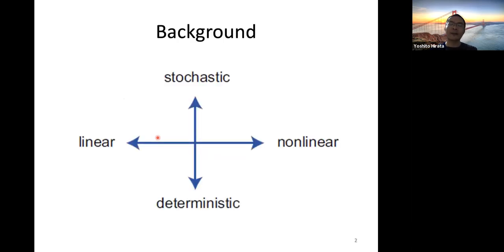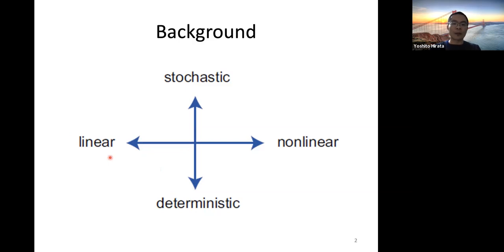Roughly speaking, we can divide dynamic systems into 4 categories depending on 2 axes. One axis is whether the underlying dynamics is deterministic or stochastic. The other axis is whether the underlying dynamics is linear or nonlinear. We say that underlying dynamics is deterministic if the future state can be described by a function of the current state and the past states without probability components. Otherwise, it's stochastic. We say the underlying dynamics is linear if the function is a summation of the current state and the past states. Otherwise, the dynamics is nonlinear.